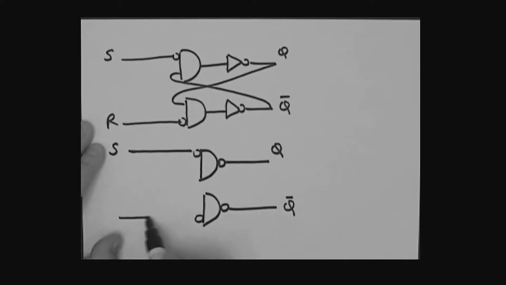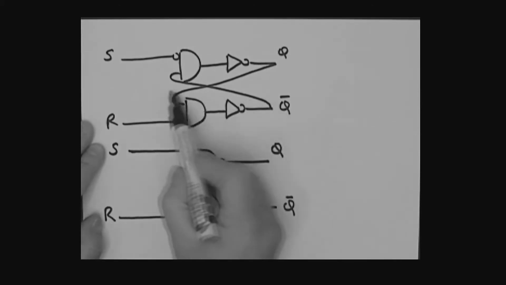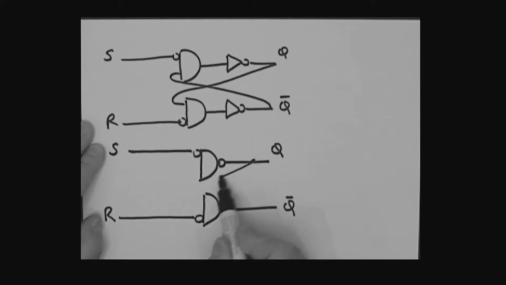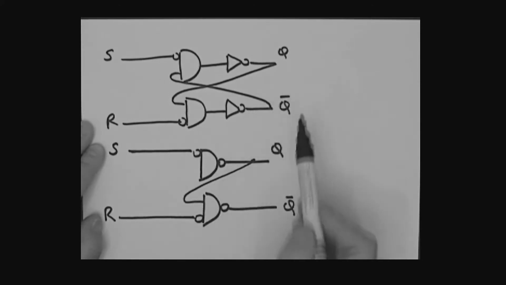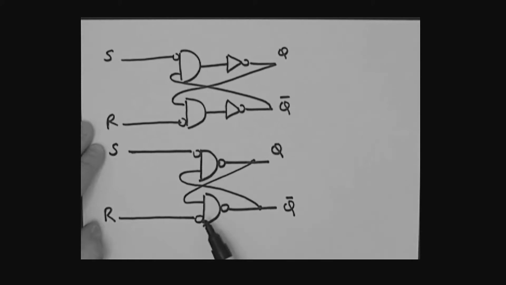The bubble here on the R line hasn't changed. And we're taking this output and feeding it back. Here it is, this output, feeding back, like so. And so now we've built our SR latch out of what?